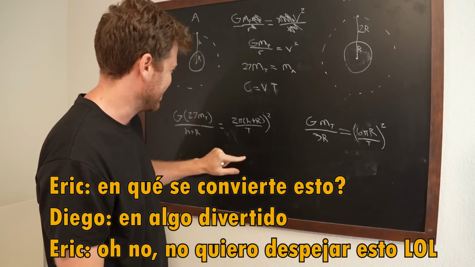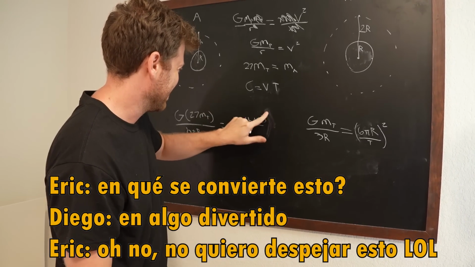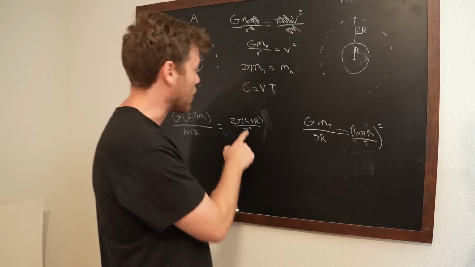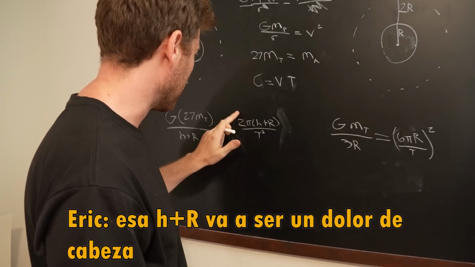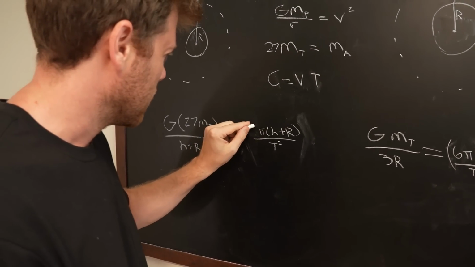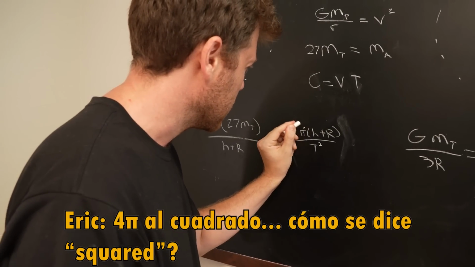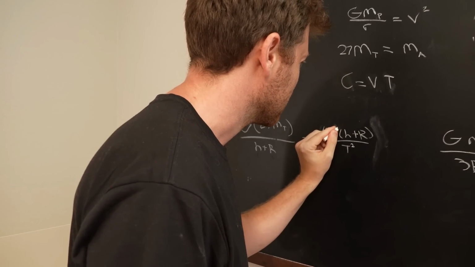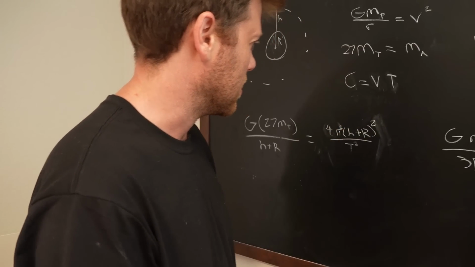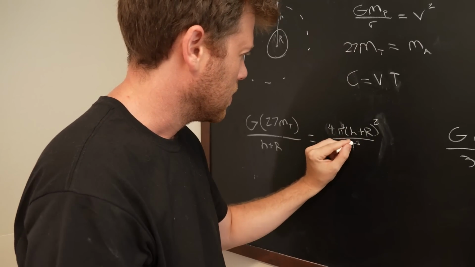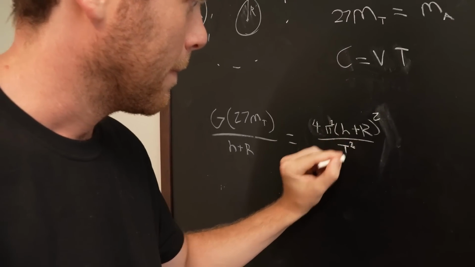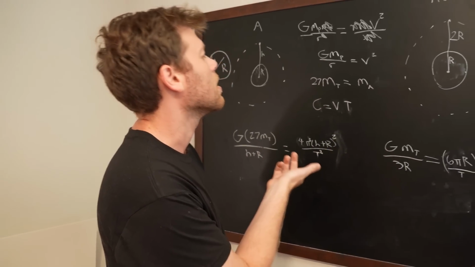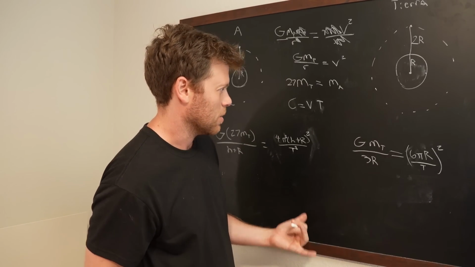What does this turn into? Something fun. No, I don't want to do this. Oh man, that's gonna be such a pain. 4 pi squared. What is squared again? Al cuadrado. H más R al cuadrado.